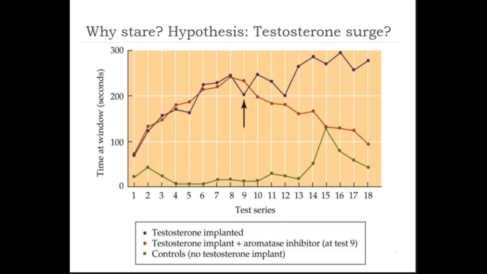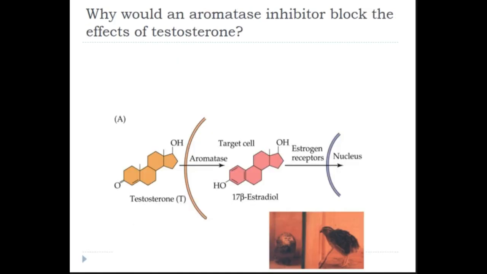Now the one that's really interesting is the red line. The red line is exactly the same as the blue line, both in terms of the response and in terms of what they've experienced. They all get testosterone implants here. But at test 9, the red line individuals get an aromatase inhibitor added into their system. Once that happens, it basically knocks out the staring behavior and turns it off in these animals. So of course, the question is, why did they do this? What's an aromatase inhibitor?